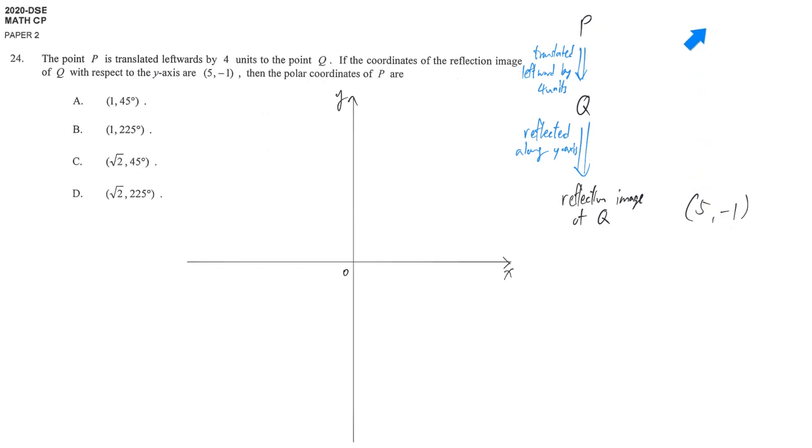We are going to trace back what is the position of P, and we are requested to write down P in the format of polar coordinates. But anyway, we just try to get back the position of P in rectangular coordinates first. (5, -1), we approximately write down the position of this point. So we go right by 5 and then we go down by 1. So this image of Q is here.